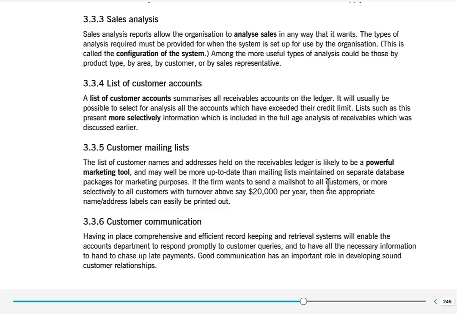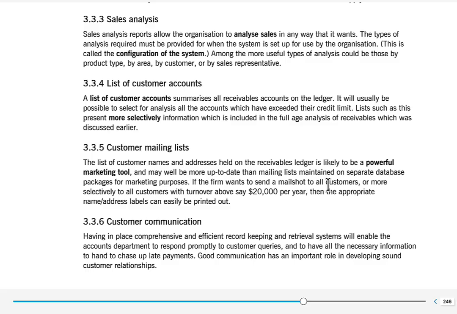How this appears in the exam. This lesson usually appears in short written questions, such as state 2 other reports a receivables system can produce. Explain how computerized receivables systems support marketing or communication. Explain why access to receivables reports should be restricted.